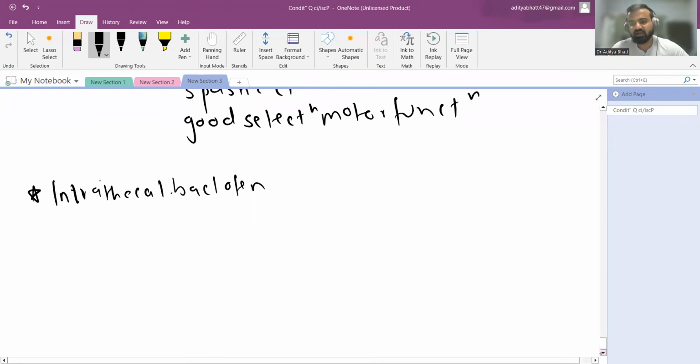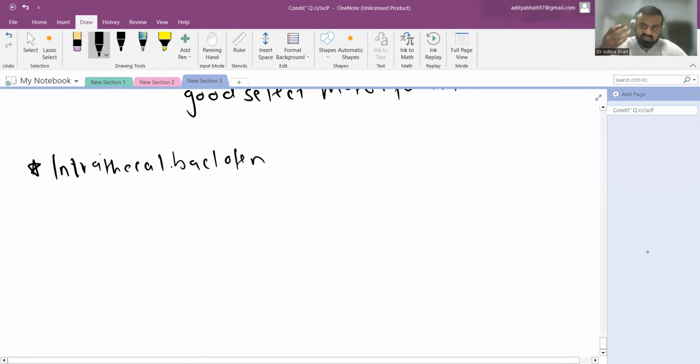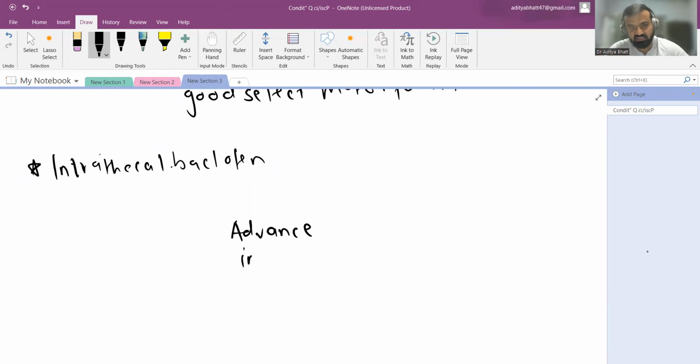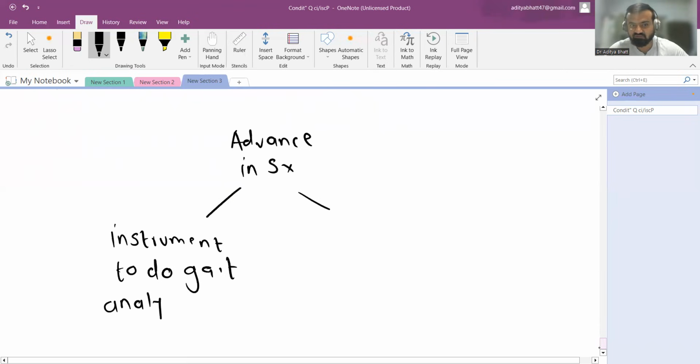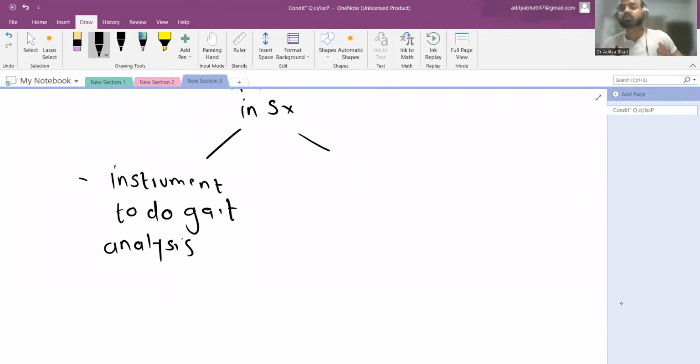Now there are two remarkably important advances in the surgical management of CP. So what are these advances? We use an instrument to do gait analysis. See, there are no names for this method, that is why I will make you understand the process. First we do the gait analysis, to see what the issue with the gait is.